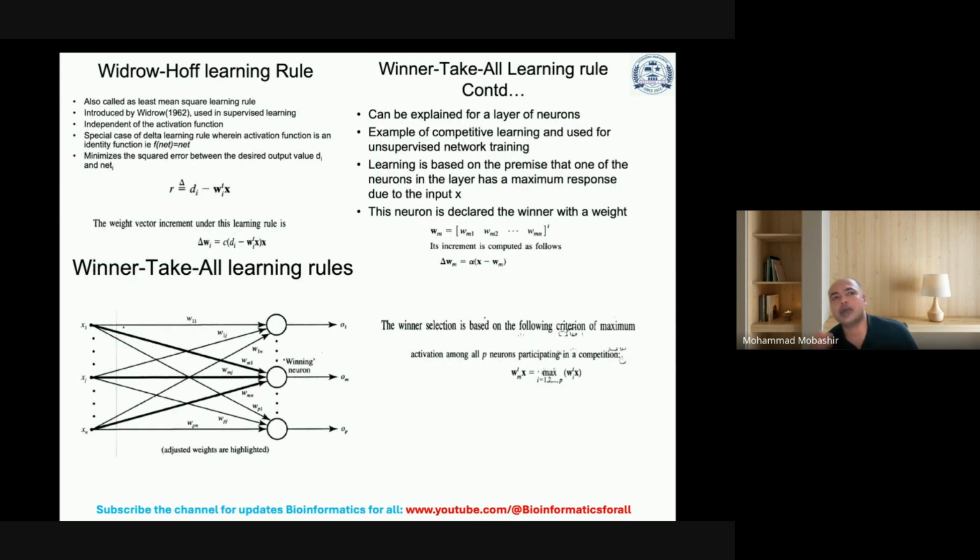Then comes the Widrow-Hoff learning rule, which is also called the least mean square learning rule. It is independent of activation function and it is supervised learning. It is a special case of the delta learning rule. So this is basically a special case of delta learning. It minimizes the squared error between the desired output value and the net output.